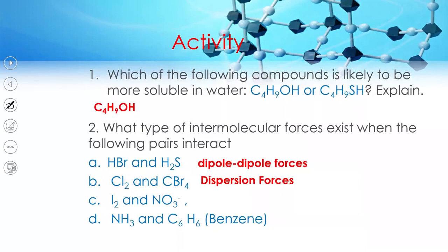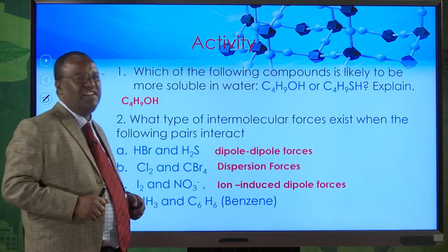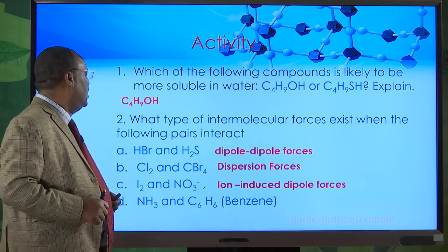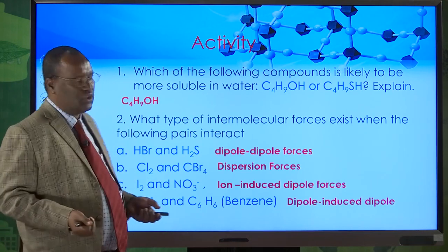Iodine and an ion: this is the interaction between an ion and a non-polar molecule. What kinds of force of interaction can exist between the two? Ion-induced dipole force. And this is ammonia and benzene. Benzene is non-polar. Ammonia molecule is polar. What kind of dipole-induced dipole force will it be?